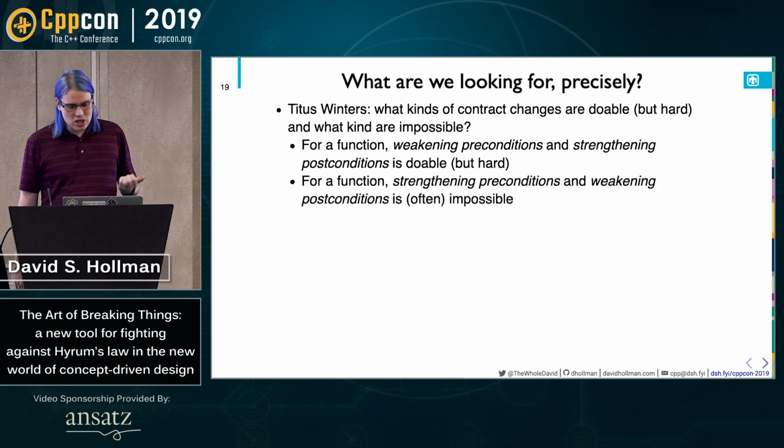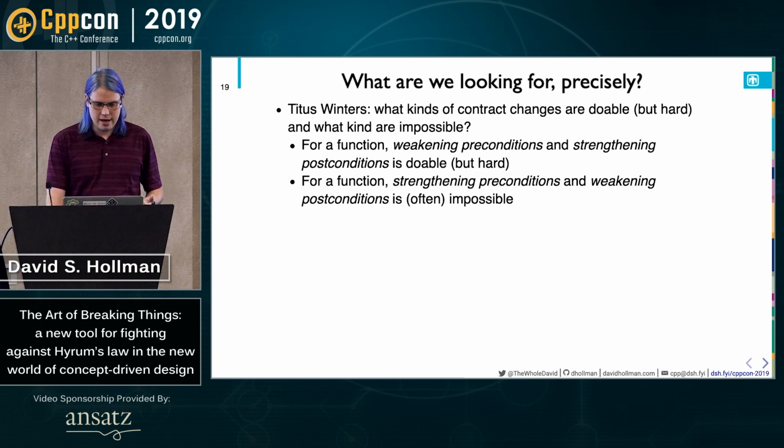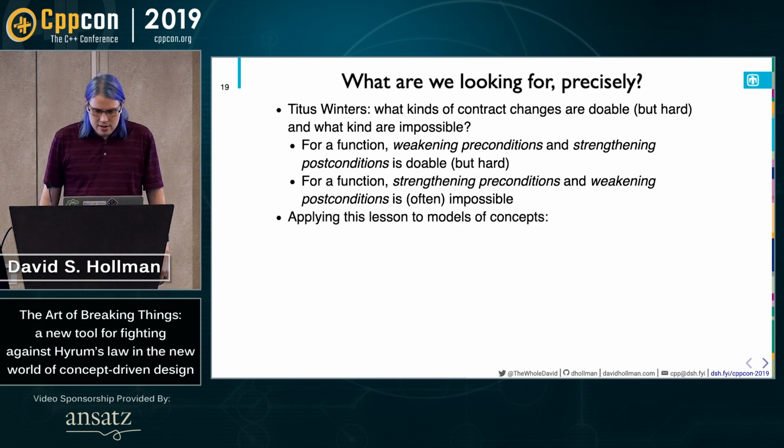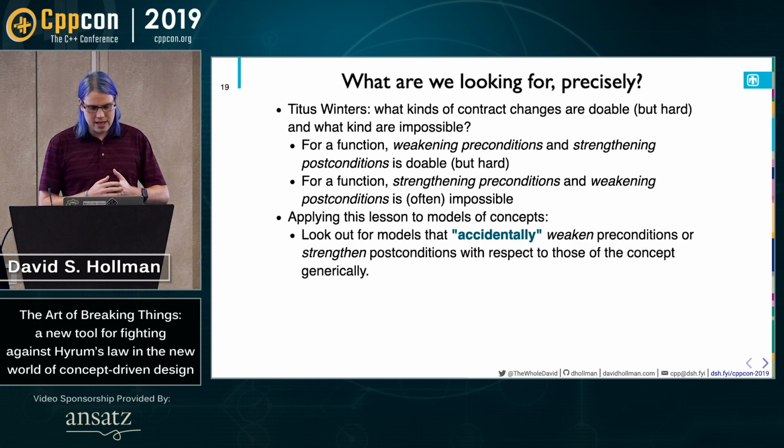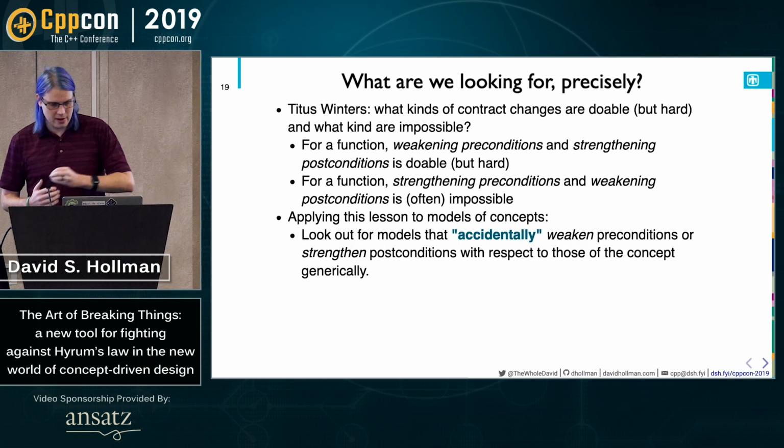But it's essentially impossible to make a change that strengthens preconditions and weakens postconditions, because you're actually going to break a fair amount of people's code when you do that. And it's going to be breaks in semantics and not necessarily in syntax, and those things are going to be very hard to detect. So applying this lesson to models of contracts, you're actually going to end up with something that's backwards here, and I'll explain why in a second.